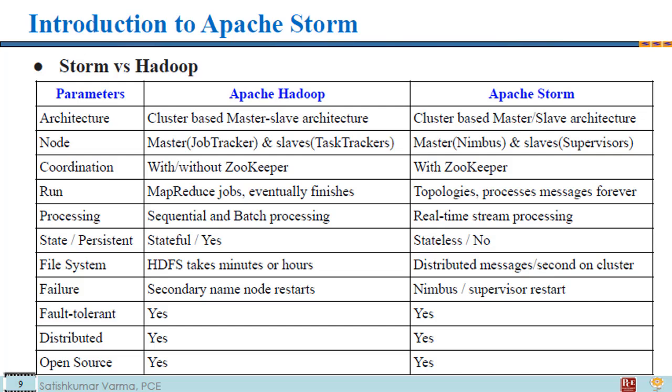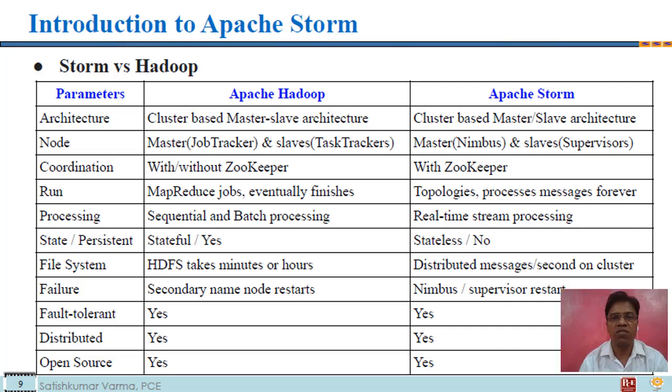Nimbus is responsible for distributing code around the cluster. A Storm cluster is similar to a Hadoop cluster, where stateful Hadoop runs MapReduce jobs and stateless Storm runs topologies. A MapReduce job executes in a sequential order and finishes eventually, whereas a topology runs or processes messages forever until we kill it.